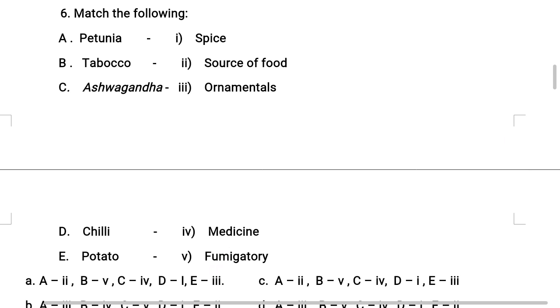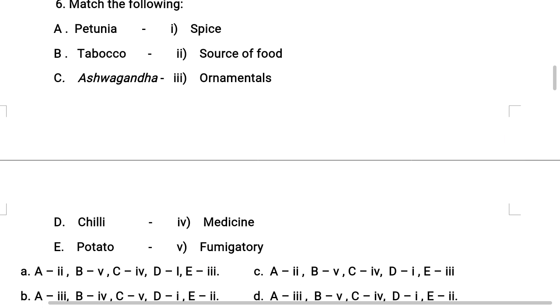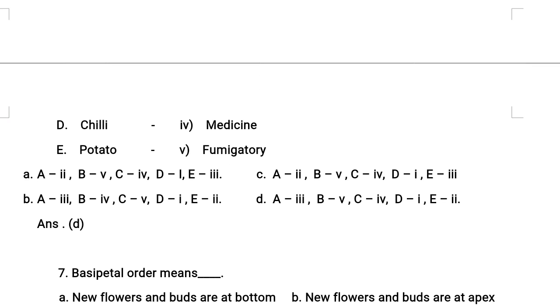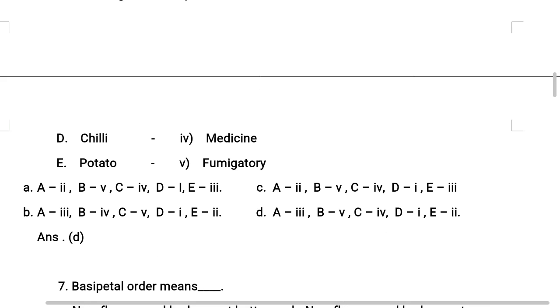Match the following. A. Petunia, B. Tobacco, C. Ashwagandha, D. Chili, E. Potato, with spices, sorts of food, ornamentals, medicine, and fumigatory. So in the given options, the correct option is option D. Let's have a discussion about this question in detail.